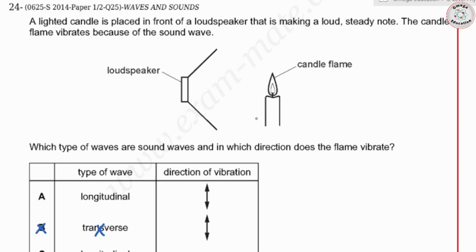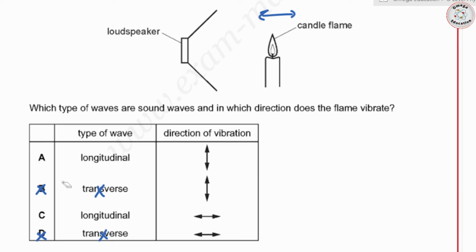And if the sound waves are propagating in this direction, it would make the particles vibrate parallel to the direction of the sound wave. Otherwise, it won't be a longitudinal wave. So, since from the loudspeaker the waves would be emitted from the left side to the right side, in a horizontal direction, the particles of the flame would also be moving left to right. So it would be option C.